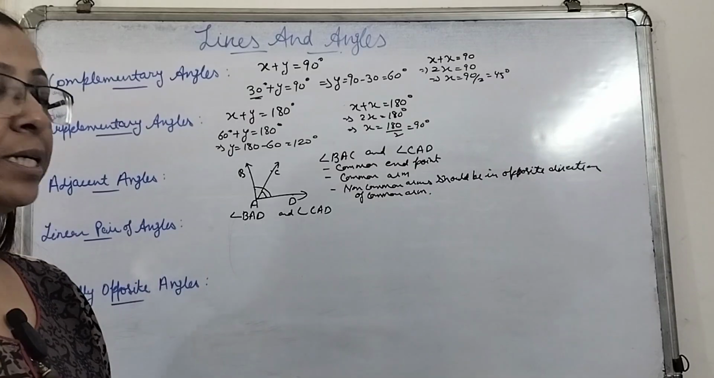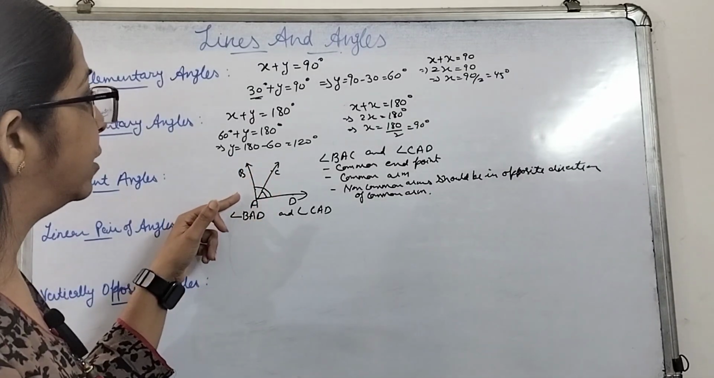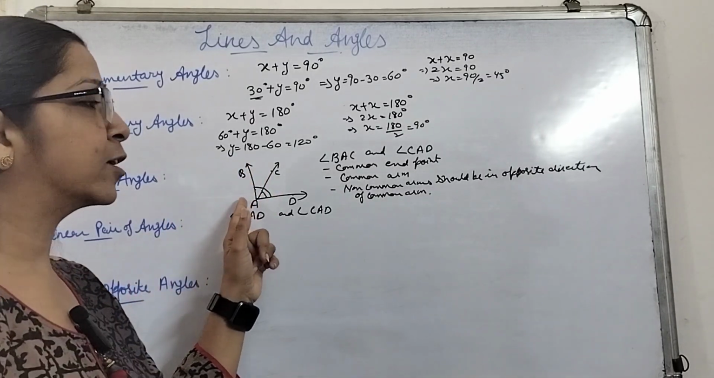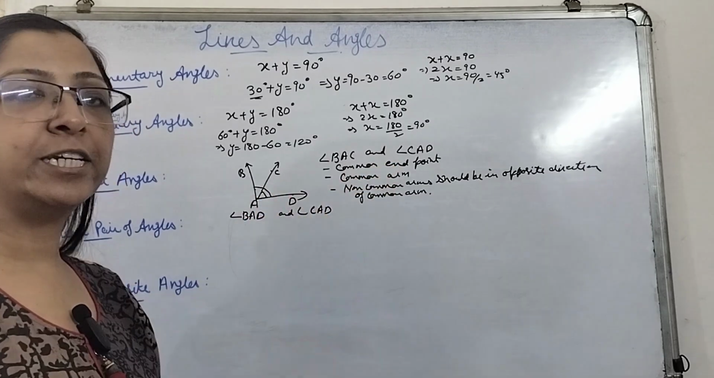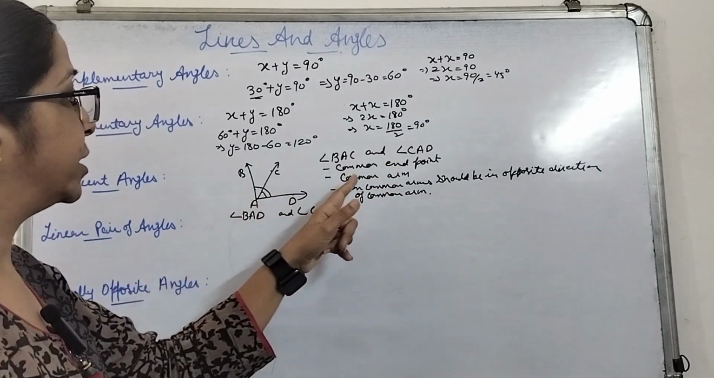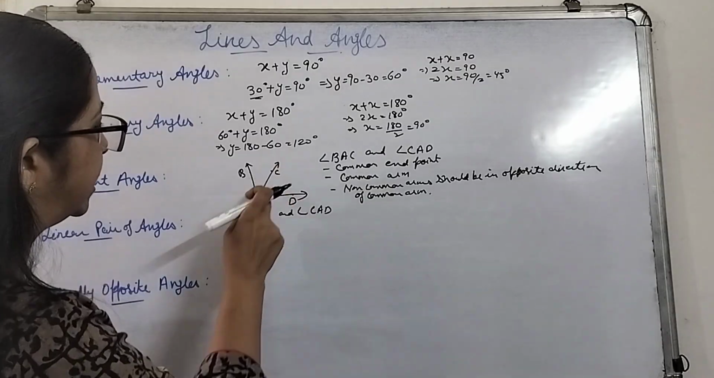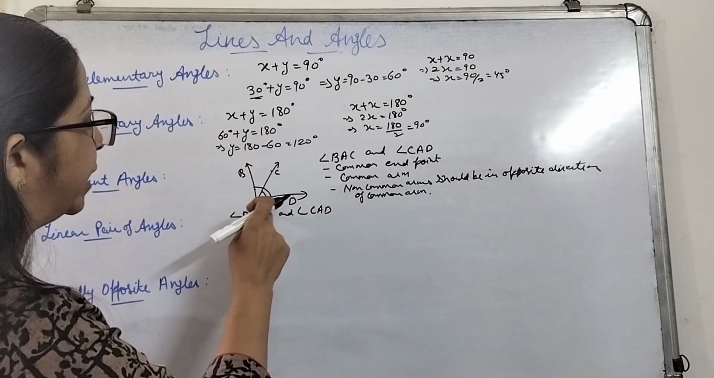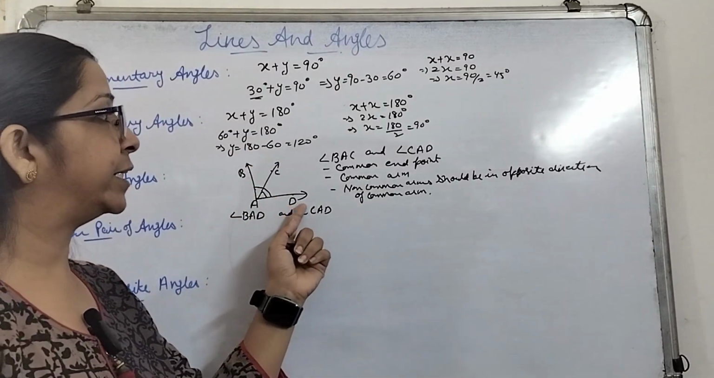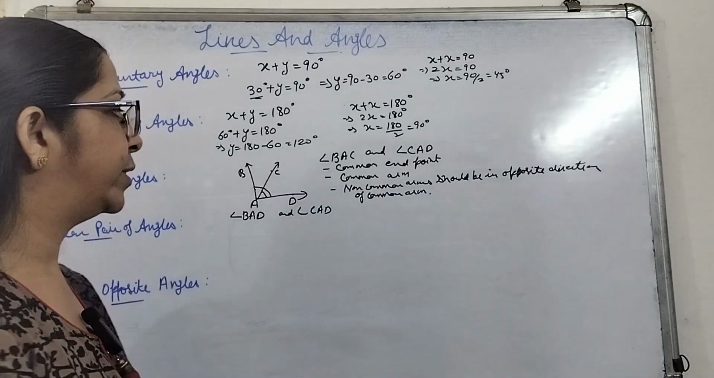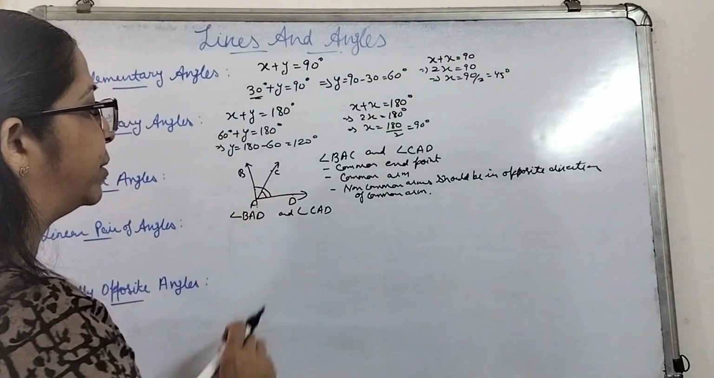These two angles, if I am considering, they have a common endpoint, that is A is the common endpoint, so the first condition is fulfilled. Now the second condition is they should have a common arm also. For both angles, angle CAD and angle BAD, we have the common arm AD. So the second condition is also fulfilled.